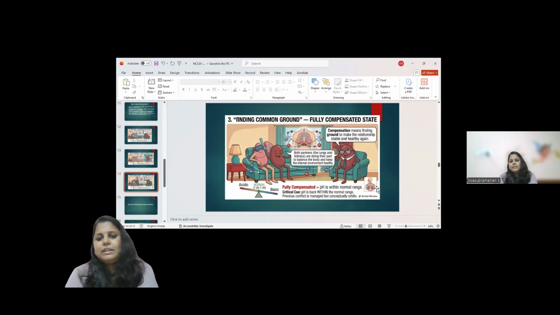Then fully compensated is a compensation. So it's finding a common ground. For example, both partners, the lungs and kidneys, are doing their part to balance the body and keep the internal environment healthy. So they are trying to keep the pH within the normal range. So here the pH is back within the normal range. So the previous conflict is managed. So they are happy and healthy. They are trying to make the pH within the normal range. I hope it's clear to you.